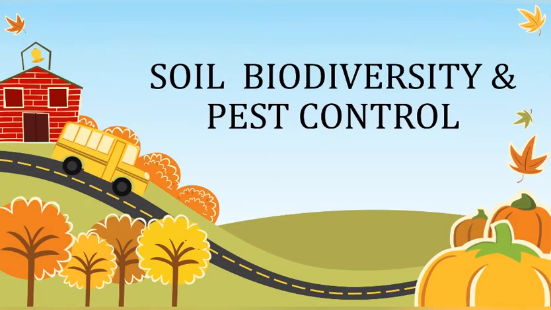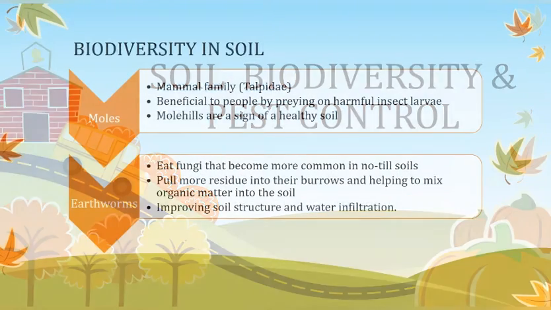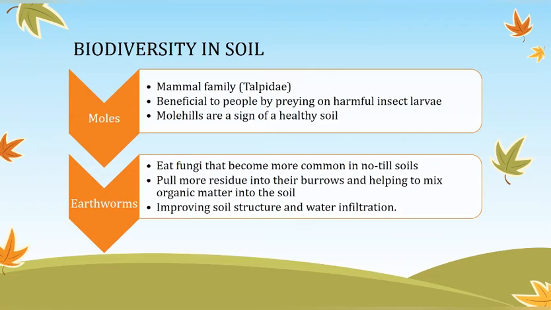Soil biodiversity and pest control. First, let's talk about biodiversity in soil. Number one, we got moles. Moles is a mammal family from Talpidae. It's beneficial to people by preying on harmful insect larvae. Second, we got earthworm, which eats fungi and improves soil structure and water infiltration in soil.